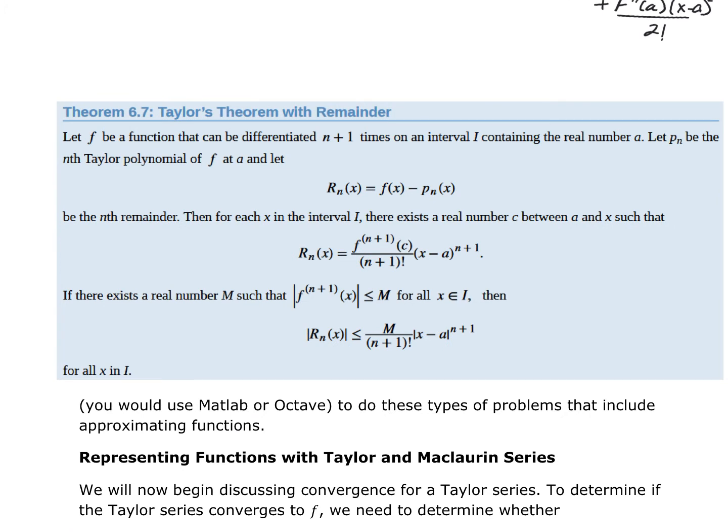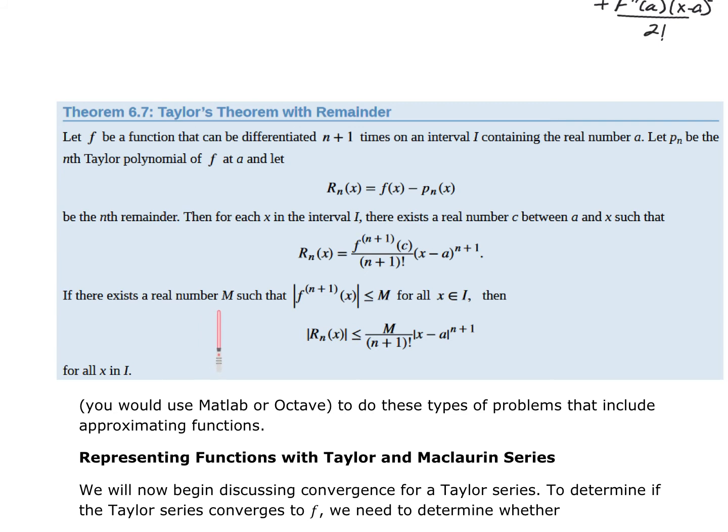So, let f be a function that can be differentiated n plus 1 times on an interval I containing the real number a. Let p sub n be the nth Taylor polynomial of f centered at a, and let the remainder R sub n of x equal f of x minus p sub n of x be the nth remainder. Then for each x in the interval I, there must exist a real number c between a and x such that this holds true.